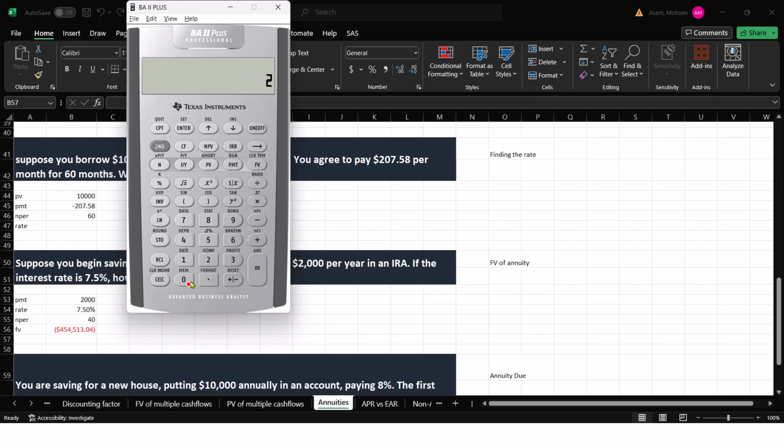Let's do the same thing in here. So 2,000 for the payment, 7.5 periodic rate, 40 periods. 40 is your N. You can compute future value, exactly the same number.